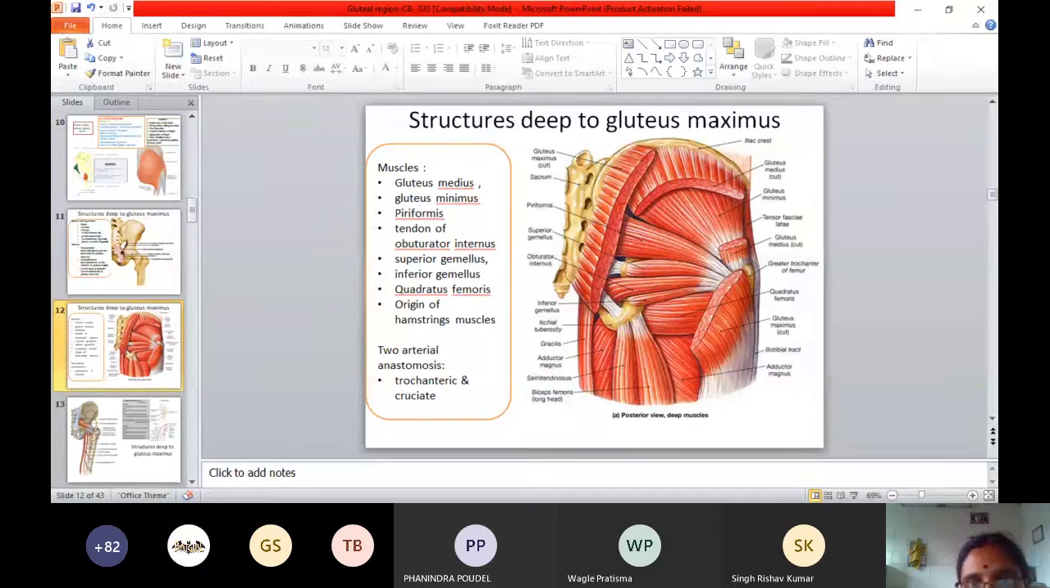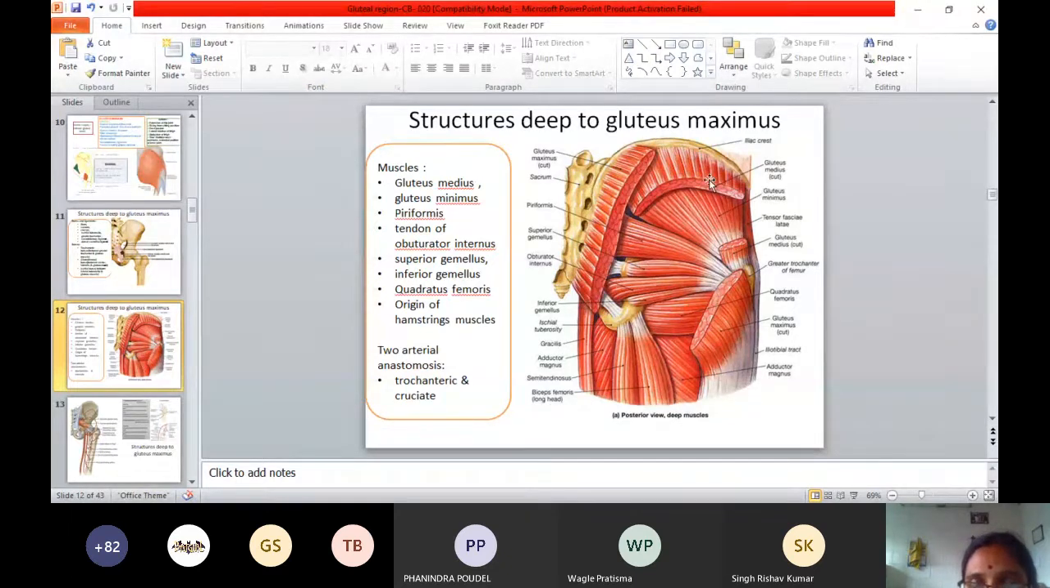Now, what are the muscles deep to the gluteus maximus after cutting? This is the cut part of gluteus maximus. Deep to the gluteus maximus, what muscles will you see? When you return, we will do dissection and you will see all these structures yourself in the cadaver. The structures deep to gluteus maximus are present in your body also.